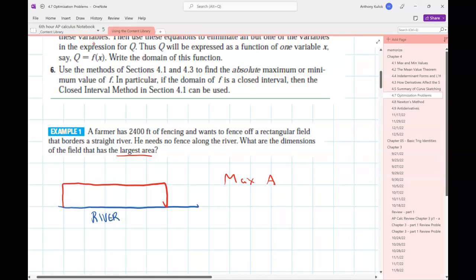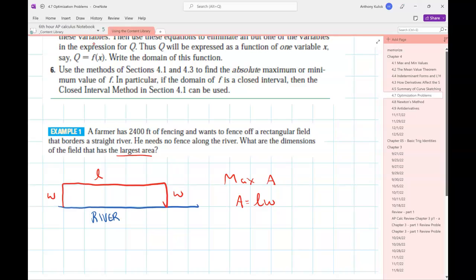And the shape of this field is rectangular. So the area is going to be length times width, or whatever you want to name it. I'm going to call it length and width. Base and height is fine. I'm using L's and W's. That's what I like. So let's go ahead and label our picture then. Everybody's okay there?